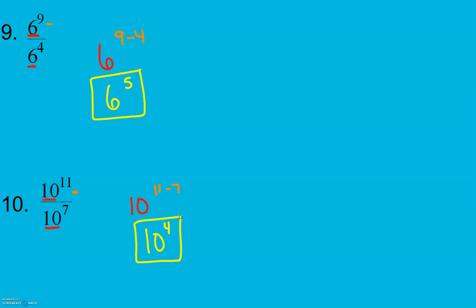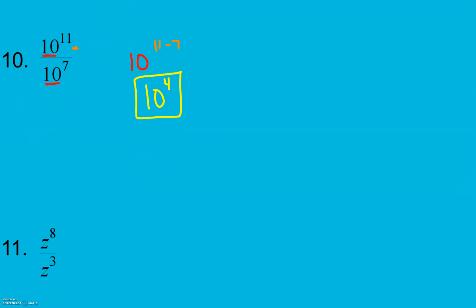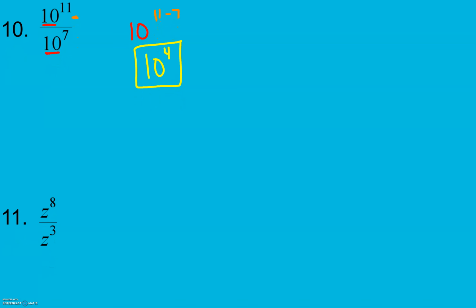If you're unsure which one's which, think about it like this. When we multiply, we make numbers bigger, and when we add, we make numbers bigger. When we divide, we make numbers smaller, and when we subtract, we make numbers smaller. So multiplying and adding go together, dividing and subtracting go together.